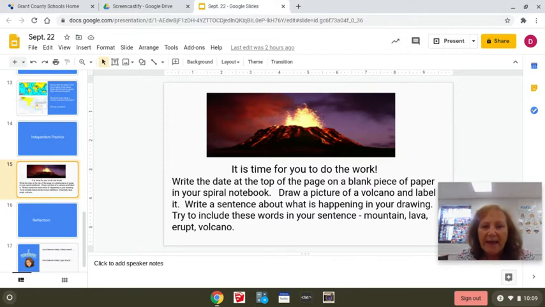I've included a word bank. Try to include these words in your sentence: mountain, lava, erupt, volcano. And it's okay if you write more than one sentence. And if you do some research and you figure out and learn more about a volcano maybe erupting in Kentucky, you can write a sentence about that too. Scientists always take notes about their research. You can do that. Share it in our next Google Meet or when we're together in class.